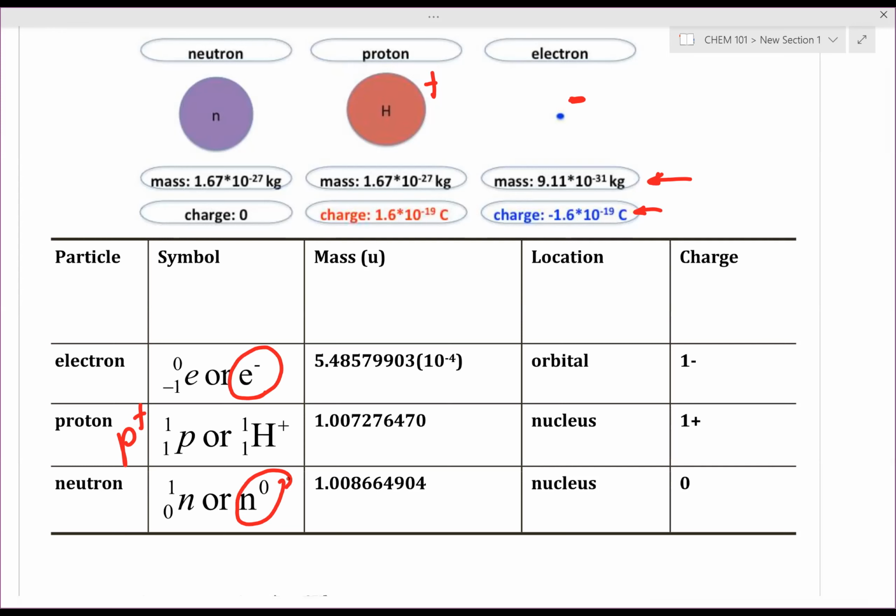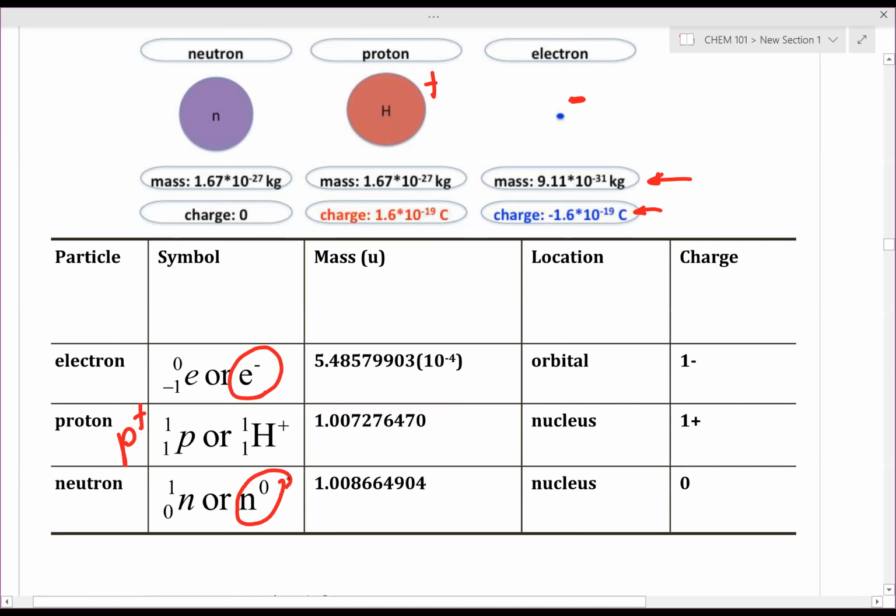Key things I want you to take away. Where are the protons, neutrons, and electrons located? The protons and neutrons are in the nucleus. The electrons are surrounding the nucleus. The charges: electrons are negative, protons are positive. And the masses: protons and neutrons have a larger mass than electrons. That's what I want you to take away from all of these studies.